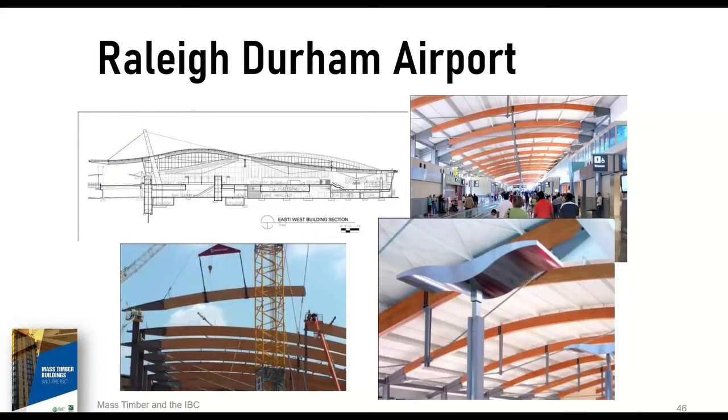If any of you have had the opportunity to fly through the Raleigh-Durham Airport in North Carolina, if you had an opportunity to look up, you noticed that there was a lot of mass timber. And the Raleigh Airport is the largest glulam project in North America by volume of glulam used. Also, it used a proprietary connection between the glulam and steel. For that reason, the North Carolina Building Code Officials Association required it to be evaluated by full-scale testing at North Carolina State University.